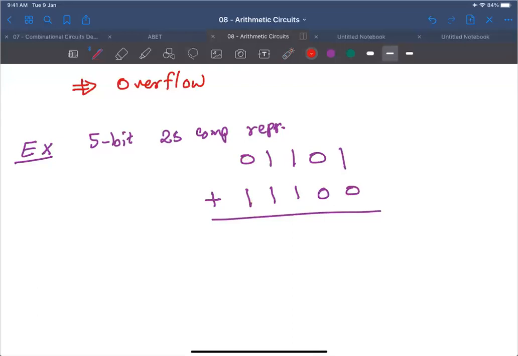So this is going to give me 1, and then 0, and then 0 with a carry of 1, and then 1 with a carry of 1, and then 0 with a final carry of 1. But since our number of bits is fixed and the width is fixed, I must discard this final carry. It's not part of my number. My number is 5-bit, right?